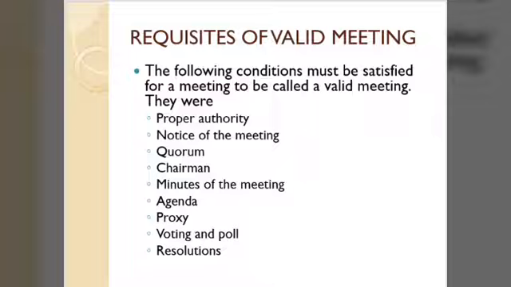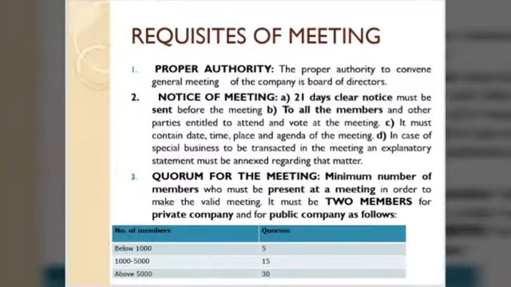Now we are going to discuss each and everything separately. Number 1 is proper authority. Who is the proper authority to conduct a meeting? The board of directors. The board of directors are the proper authority to conduct a meeting.